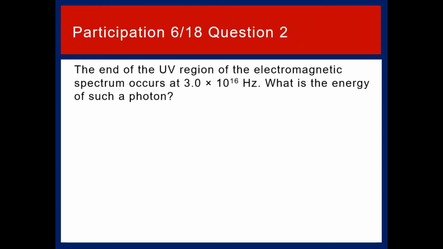Now to your turn. Question 2, participation 618. The end of the UV region of the electromagnetic spectrum occurs at 3.0 times 10 to the 16th hertz. What is the energy of such a photon? This is the second question for participation 618, due Friday, June 18th at 11:55 p.m. over on Blackboard. Link to the assignment is right below links to these videos. Again, the end of the UV region of the electromagnetic spectrum occurs at 3.0 times 10 to the 16th hertz. What is the energy of such a photon?